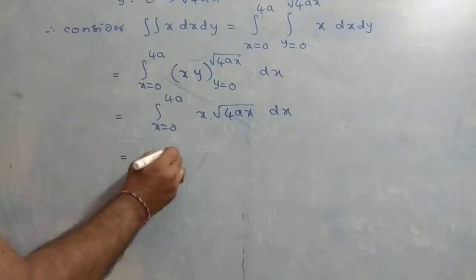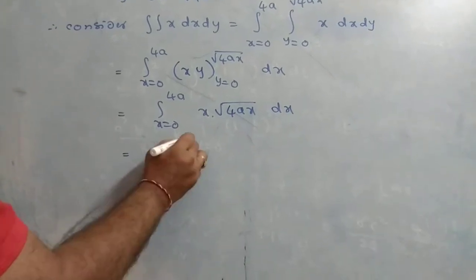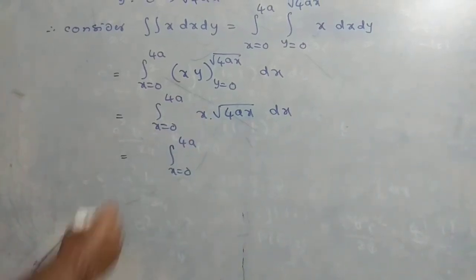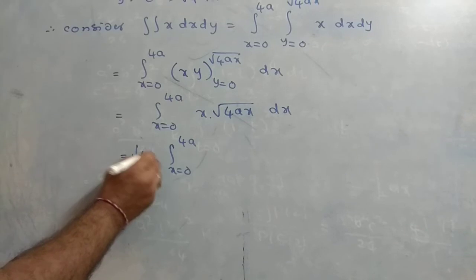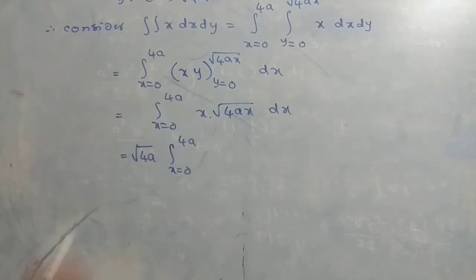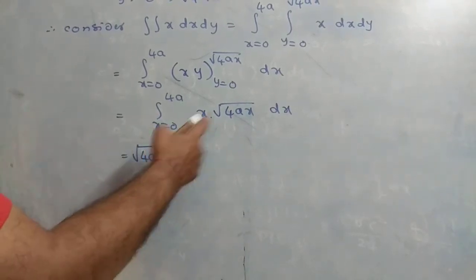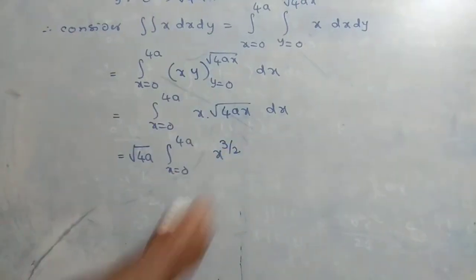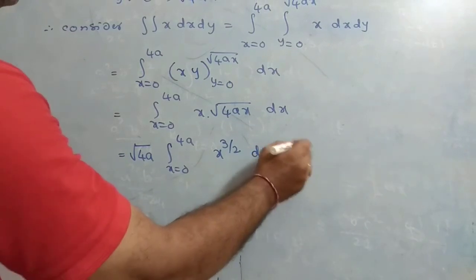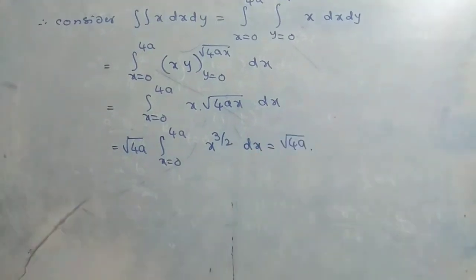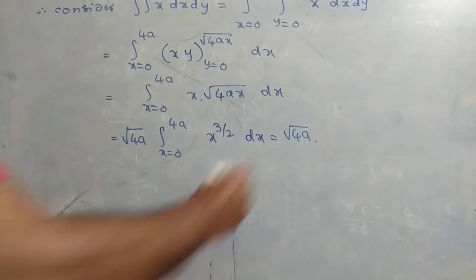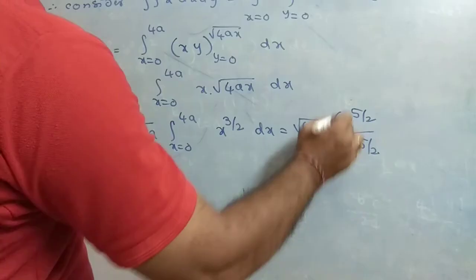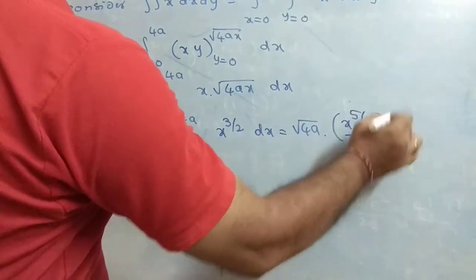Now this is x equal to 0 to 4a. So root 4a, it is anyhow a constant, that you can take out of the integral. So what are the remaining values now? x and x to the power of 1 by 2, that I can write x power 3 by 2 of dx. This is root 4a into x power 3 by 2 integration. It is x to the power of 5 by 2 divided by 5 by 2. The x limits are 0 to 4a.